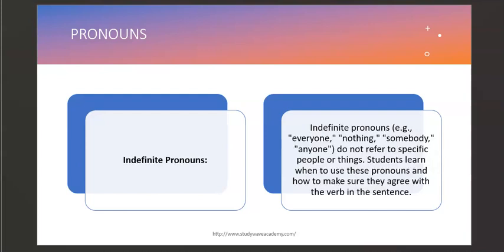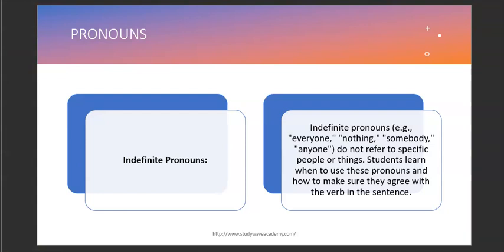Next we have indefinite pronouns. With the indefinite pronouns, these are pronouns that are not specific. They do not refer to any specific thing or person or place. We have examples like nothing, everyone, anyone, somebody. You notice that these pronouns do not specify what someone wants. So let me give you a good example here.